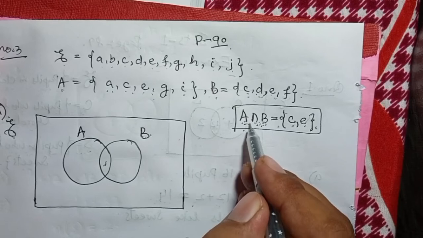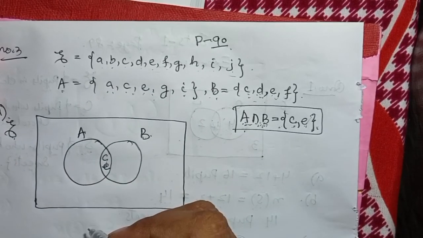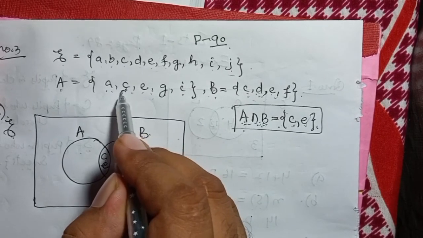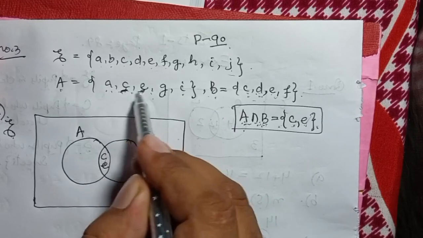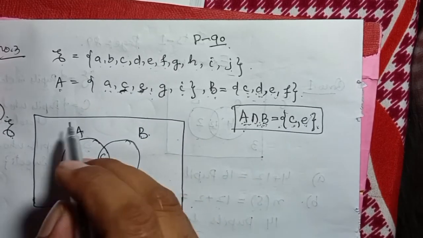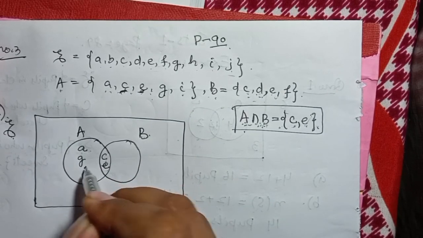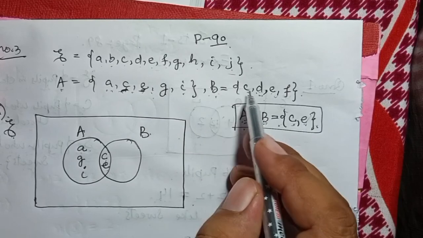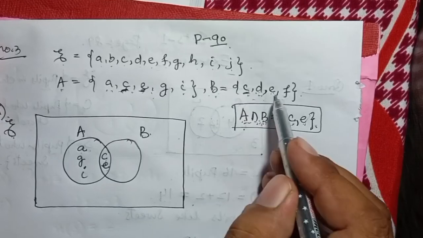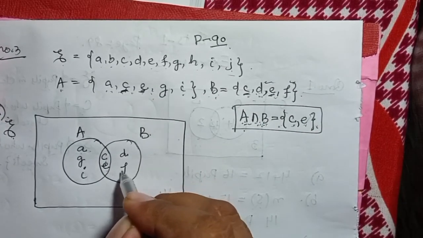So we have found that A intersection B is C, E. So here we will write C and E. These elements I have written in the intersection part. Now the remaining elements of set A I should write here, that is A, G and I. And from set B, C and E I have written in the intersection part. Now the remaining elements, that is D and F, I should write here.